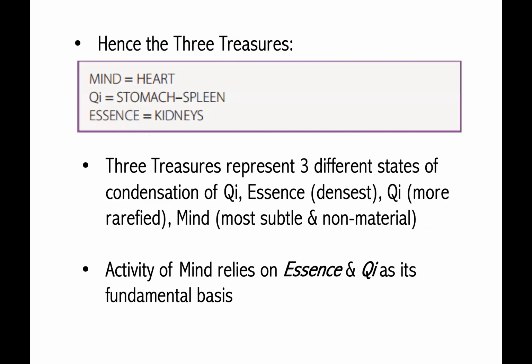Hence, we have the 3 treasures: the mind, the chi, and the essence. The mind is housed in the heart. Chi is produced by stomach and spleen. Essence is stored by the kidneys. So the 3 treasures represent 3 different states of condensation of the chi: the essence being the densest, chi more rarefied, and the mind the most subtle and non-material. The activity of the mind relies on the essence and the chi as its fundamental basis. So if you wish to evaluate the Shen of a person, you need to know the status of his essence and chi.